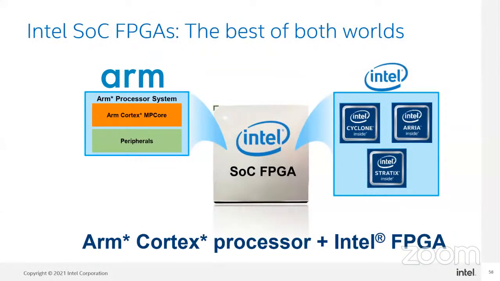So in simple terms, the Intel SoC FPGAs are going to provide you the best of both worlds. That means you can use it as a processor independently. You can also use it as an FPGA, and you can also use the capabilities of a powerful compute or embedded computing platform, where you get the advantages of both processor and FPGA.